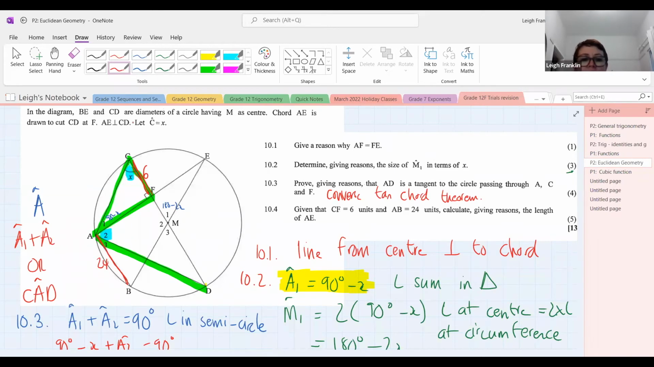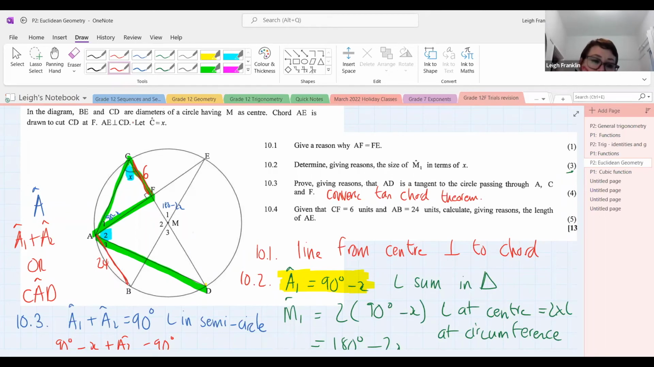Calculate, giving reasons, the length of AE. Again, go back to the beginning. Remember, we know that AE is AF plus FE, and we know that AF and FE are equal to one another, don't we? Because of line from center perpendicular to chord in 10.1, we know that AF equals FE. So we need to use that to calculate the length of AE.